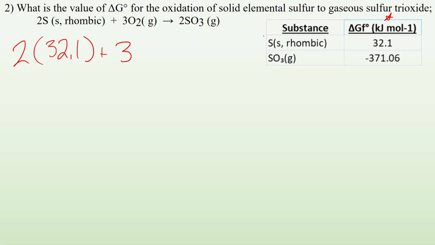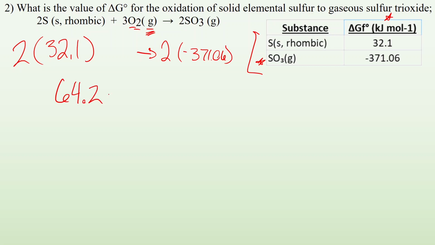Hey, wait a minute, I don't see oxygen here. Why is that? Well, oxygen in its standard state at STP has a value of 0. So I'm just not even going to write that. And then we got 2 SO3s. So 2 times whatever SO3 gas would be, negative 371.06. So when I do the math, I see that I start at a positive 64.2 and I end up at a negative 742.12.